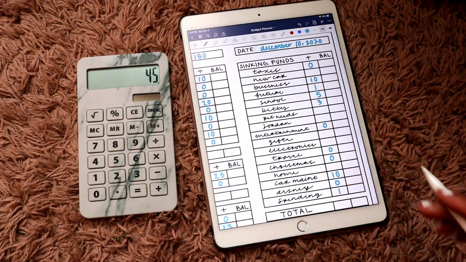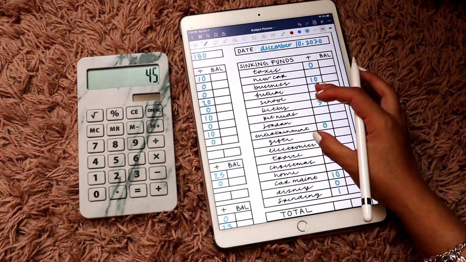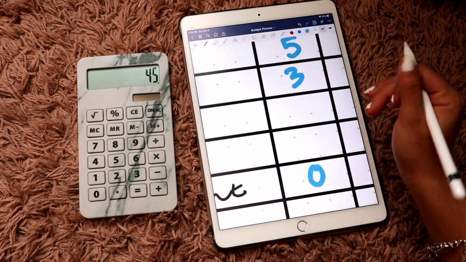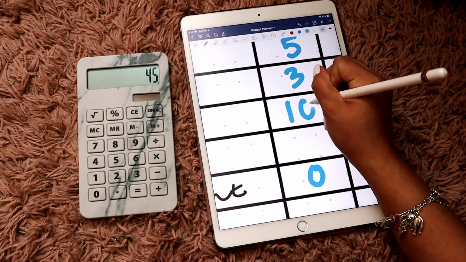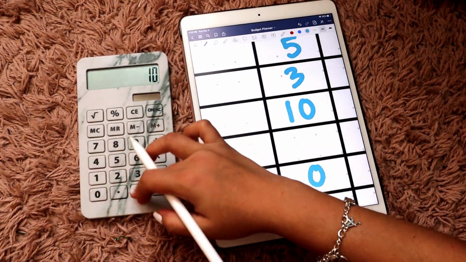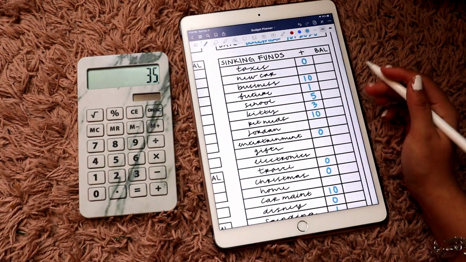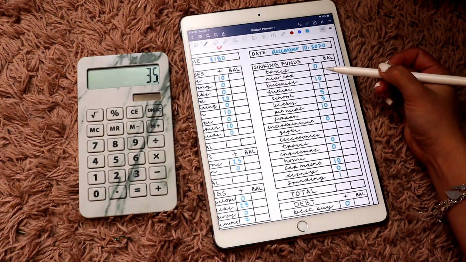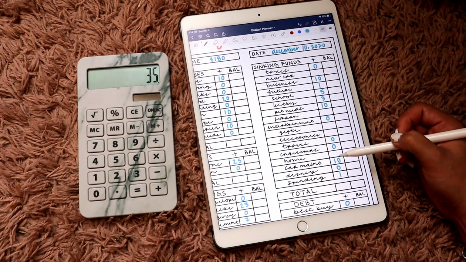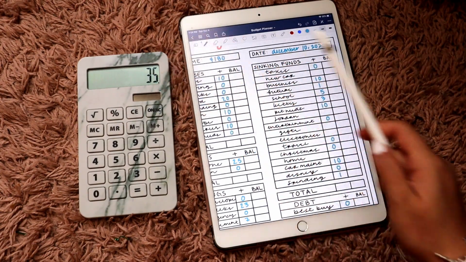So next is going to be pet needs. I know that my animals are going to need quite a bit of things when I head home, so I'm going to go ahead and put $10 in there because they haven't had much recently, and I did just spend whatever I did have in there. So now we have 1, 2, 3, 4, and 5 categories left with $35.